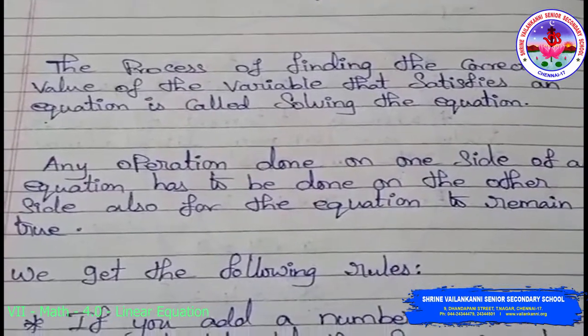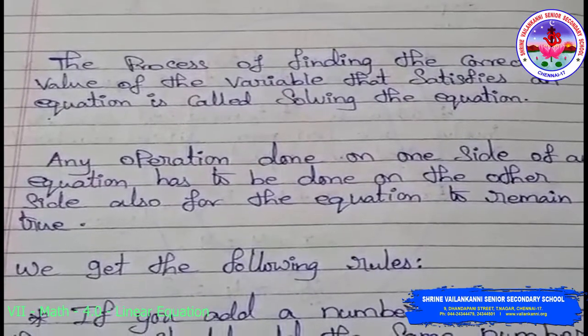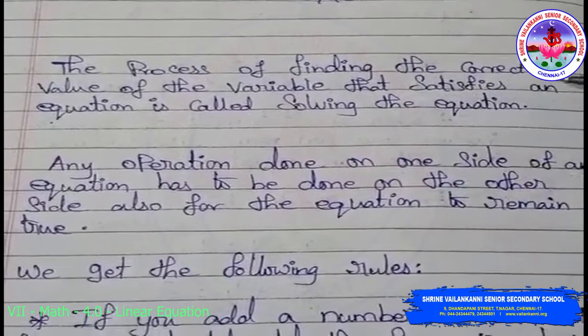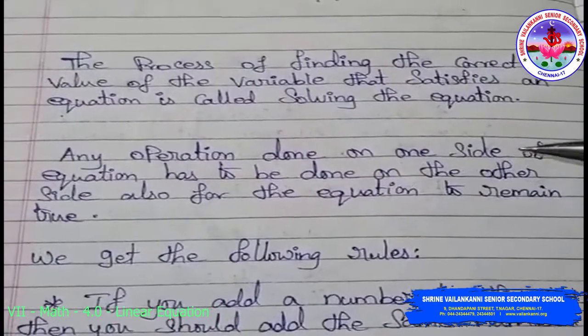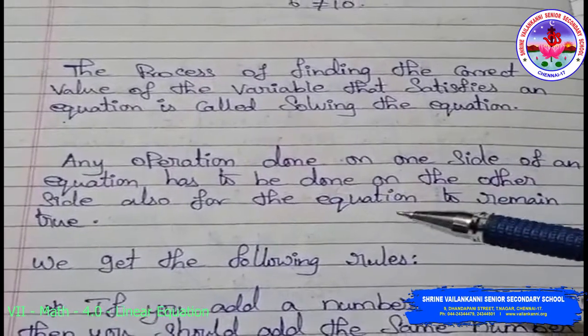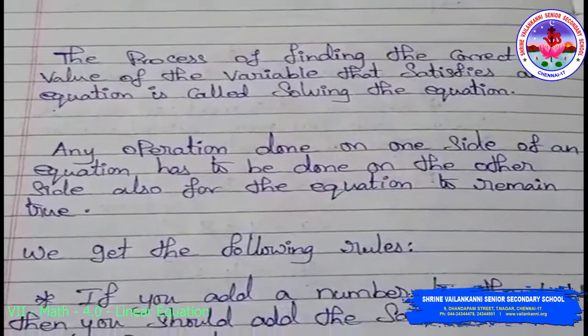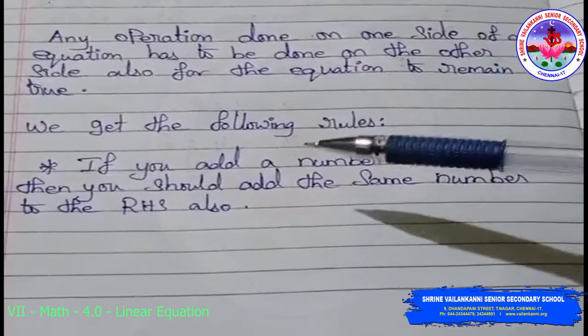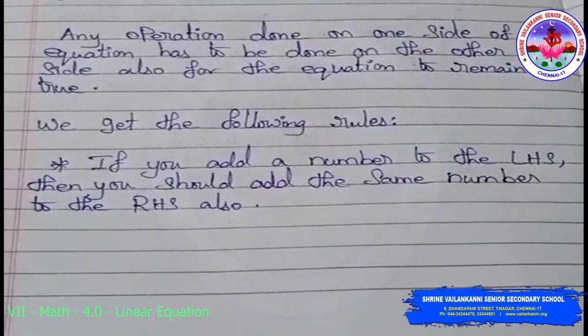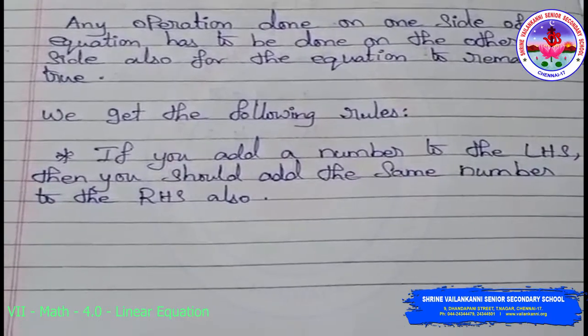The process of finding the correct values of the variable that satisfy an equation is called solving the equation. Any operation done on one side of an equation has to be done on the other side also for the equation to remain true. We get the following rules. The first one is, if you add a number to the LHS, then you should add the same number to the RHS also.